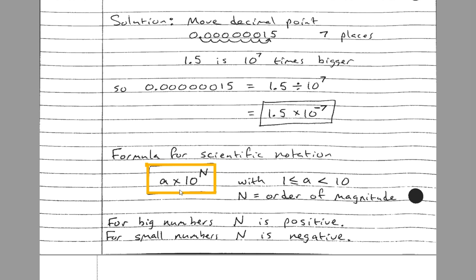And this is the basic formula. So for scientific notation, it's a decimal number a, times a power of 10. a is between 1 and 10, strictly less than 10. n is called the order of magnitude. For big numbers, n is positive. For small numbers, n is negative. So that's just the main issue. Make sure you have the right sign for that power.